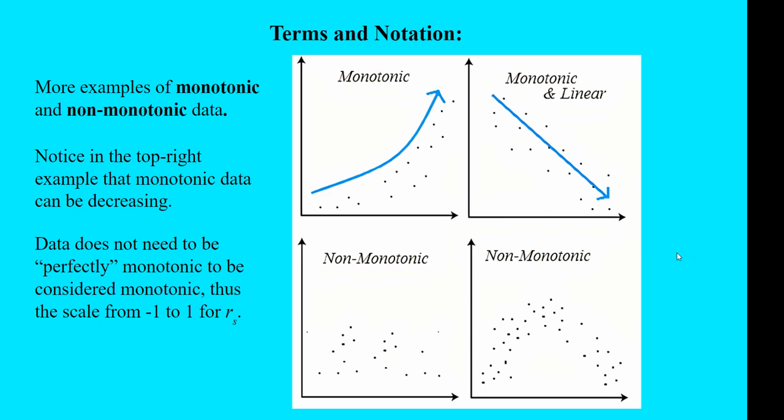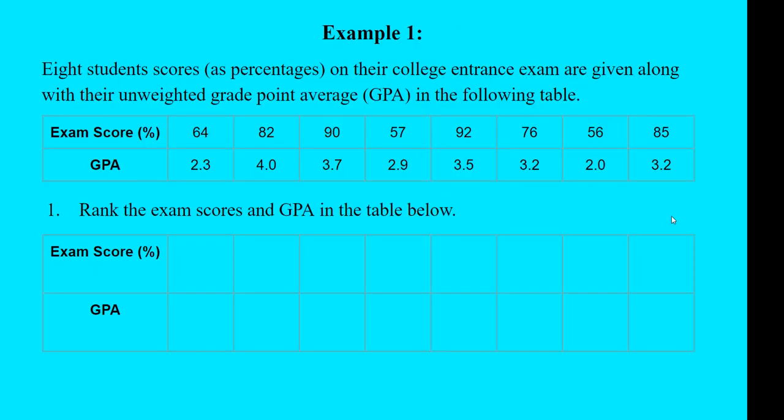And then at the end here, there's a couple examples of non-monotonic data that is not consistently increasing or decreasing. The one in the bottom right is increasing for a little bit, but then it switches directions, and so that would not be considered monotonic. All right, let's look at an actual example here to finish up this video.